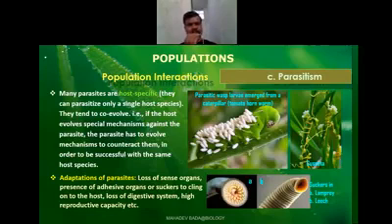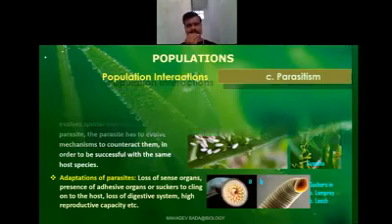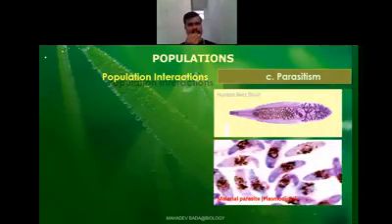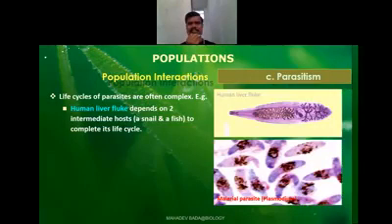When you look at some of the examples, like the human liver fluke, life cycles of parasites are often complex. The human liver fluke depends upon two intermediate hosts, a snail and a fish, to complete its life cycle. So it passes through two host organisms for its life cycle to complete. Another example you can see in the second diagram here.